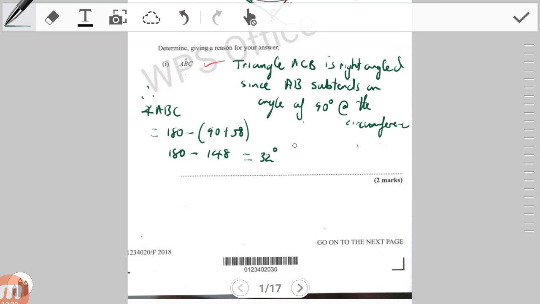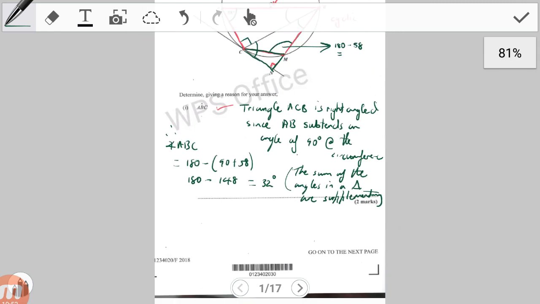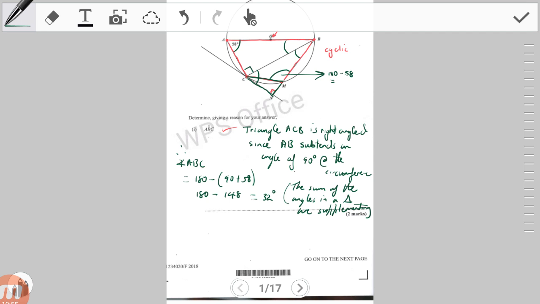All right, and then we can actually add another statement here if we so desire, to say that the sum of the angles in a triangle are supplementary. All right, so for 2 marks, that's what it takes. Now I can't say for certain if you have to write the 2 statements for safekeeping. I suggest that you do if you can remember the theorems or the statements, or if you can just simply write one statement that summarizes both.